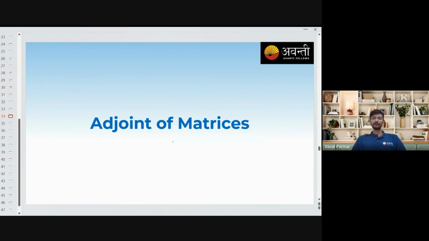Adjoint of matrix. Now for adjoint of matrix, we need to know minors and cofactors. So I hope you remember, just now, half an hour earlier, we did minors and cofactors. So I hope you remember it.